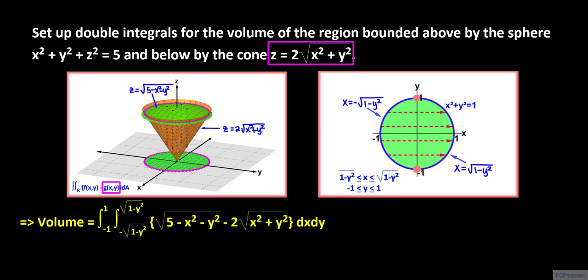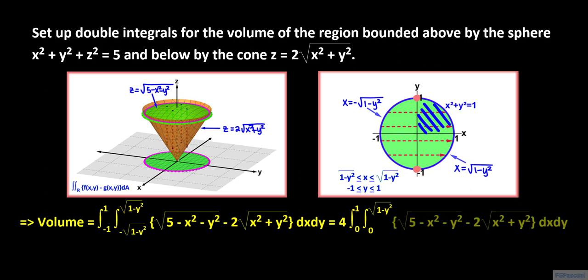We could have taken advantage of the symmetry of the solid and its xy projection, and just have written the integral over a quarter of the xy projection. The viewer can check as an exercise that the volume is also equal to 4 times the integral from 0 to 1, then the integral from 0 to the square root of 1 minus y squared. The integrand stays exactly the same.